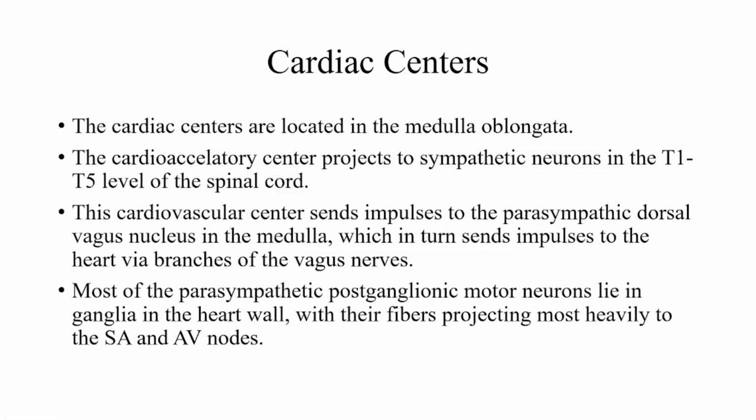Now we're going to talk about cardiac centers. The cardiac centers are located in the medulla oblongata. The cardioacceleratory center projects to the sympathetic neurons in the T1 through T5 level of the spinal cord. The cardioinhibitory center sends impulses to the parasympathetic dorsal vagus nucleus in the medulla, which in turn sends impulses to the heart via the branches of the vagus nerves.